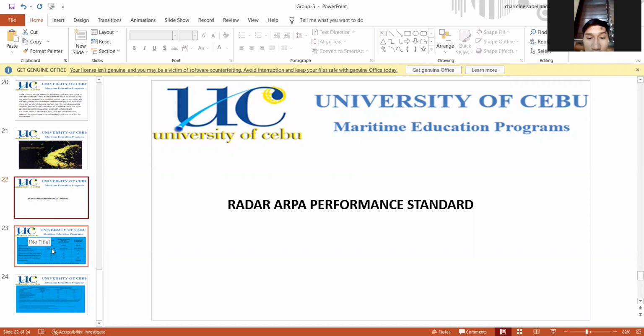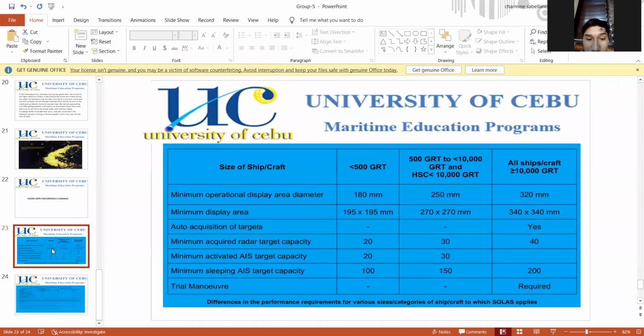The next is the radar ARPA performance standard. And this is the illustration.